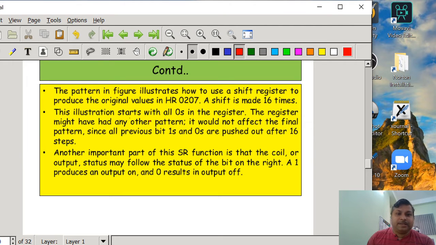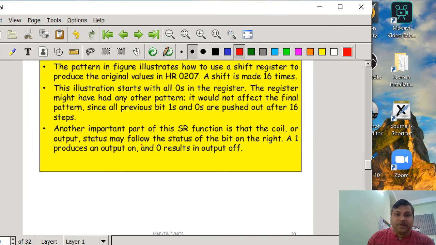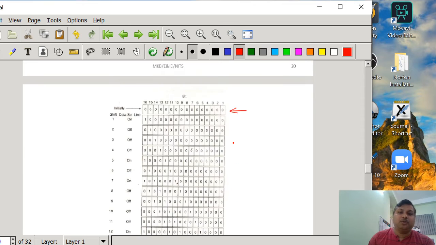So this illustration starts with all zeros in the register, but it could be any data. The register might have had any other pattern. It would not affect the final pattern since all previous ones and zeros are pushed out after 16 steps. Another important part of this SR function is the coil or the output. What will be the status of the SR111? Its status follows the status of the bit on the right. A 1 produces an output on and a 0 results in the output off.